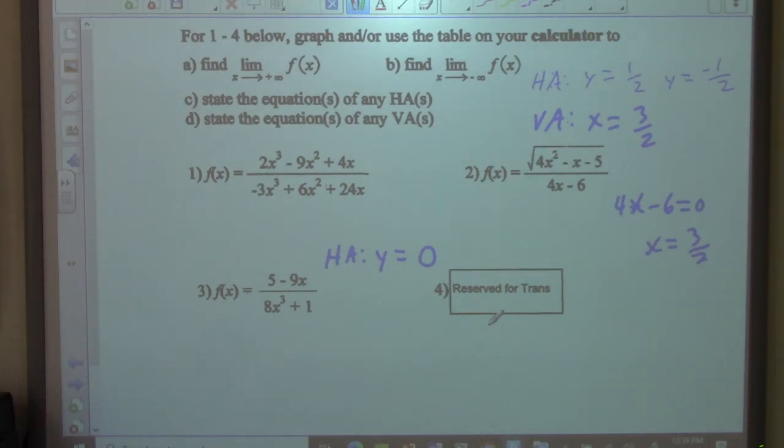Emma's nodding yes. Okay, how did I know without putting this in a calculator that my horizontal asymptote was going to be y equals 0? Because what do we have up here? We have 5 minus 9x, and here we have 8x cubed. So what's going to happen to these numbers as they get really, really big or really, really small? Eventually we're going towards 0, because the denominator is going to keep getting bigger faster than the numerator. So we're going to be talking about this analytical method.